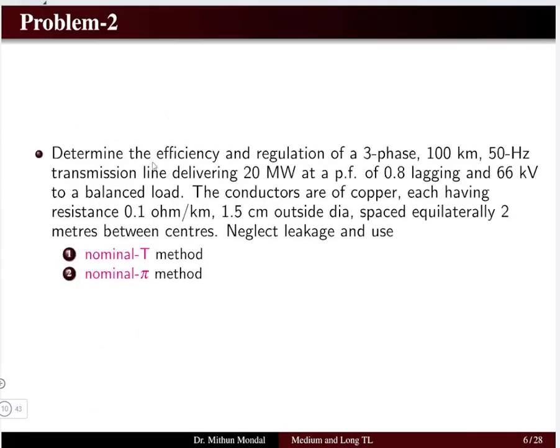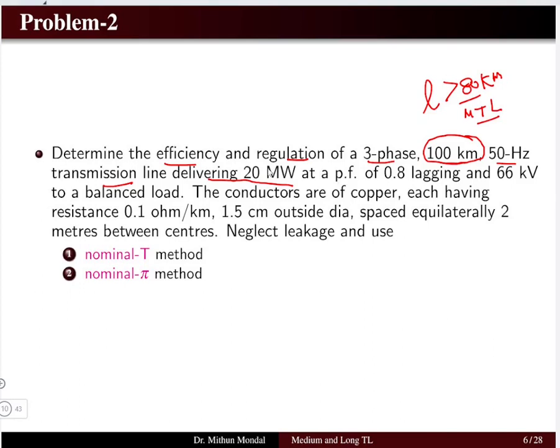Next problem: you have to determine the efficiency and regulation of a 3-phase, 100 km, 50 Hz transmission line delivering 20 megawatt. Now here you see it is a 100 km transmission line. When the length of the transmission line is more than 80 kilometers, it is considered a medium transmission line. If the length is less than 80 kilometers, then it will be a short transmission line. So we are dealing with the problem for a medium transmission line.